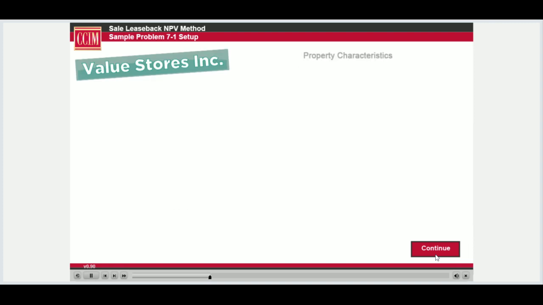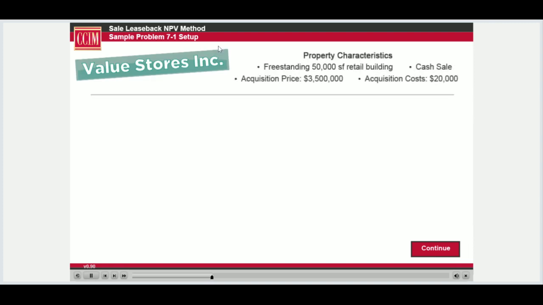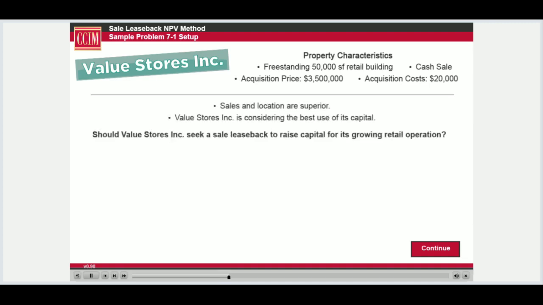Five years ago, Value Stores Incorporated, or VSI, purchased a freestanding 50,000 square foot retail building for $3,500,000 plus $20,000 in acquisition costs. VSI currently uses the building as a retail sales outlet. VSI acquired the property without any financing. The current annual sales volume at this location is above the company average for its stores. Because of this store's superior location, the company's management feels that it will continue to perform well for the foreseeable future.